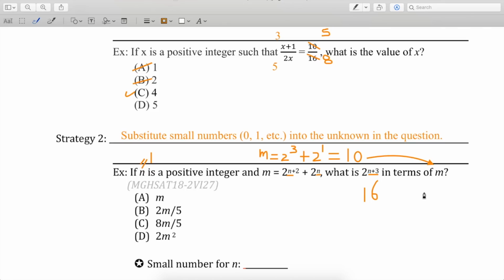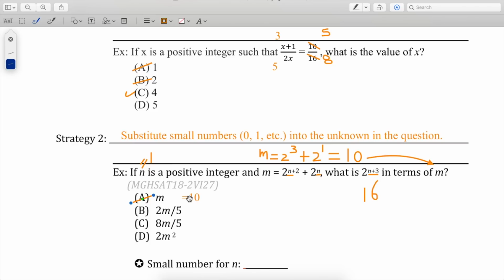All right, and what do you do next? You plug these numbers into the choices and you see which one works out. The question says, what is 16 in terms of m? And m is 10. So for choice A, you get 10 right here. Choice A becomes the number 10, and this is not the number that we have here. What is 16 in terms of 10? 10 is not 16, so A is wrong.